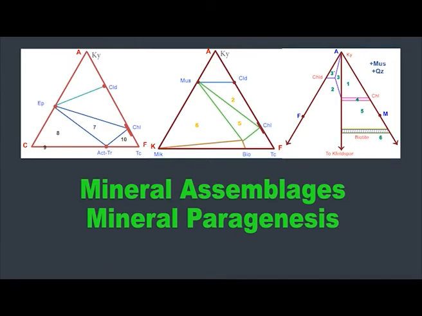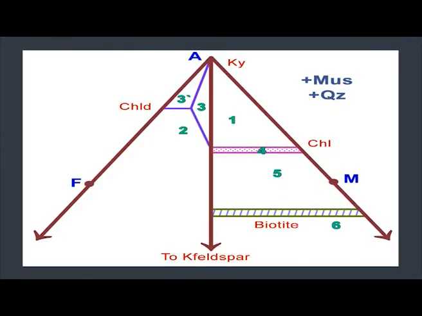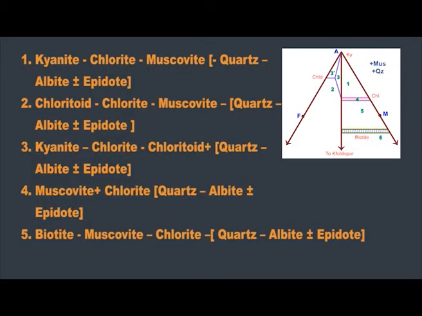On the basis of ACF, AKF, AFM, we can observe the formation of two new minerals, the first appearance of biotite and kyanite during biotite zone of greenschist facies. Pelitic rocks, assemblages 1 to 4, same as chlorite zone except the occurrence of kyanite instead of pyrophyllite. First, kyanite, chlorite, muscovite, quartz, albite plus minus epidote. Second, chloritoid, chlorite, muscovite plus minus quartz, albite plus minus epidote.